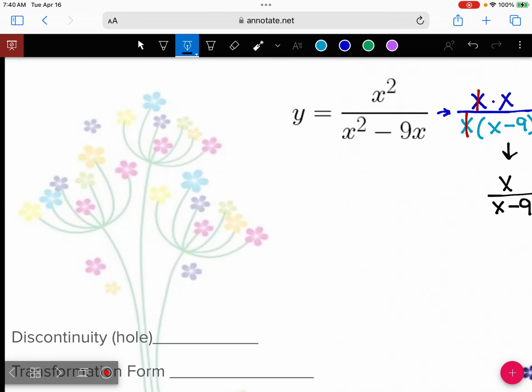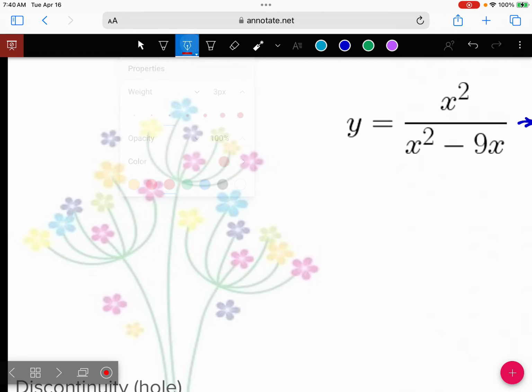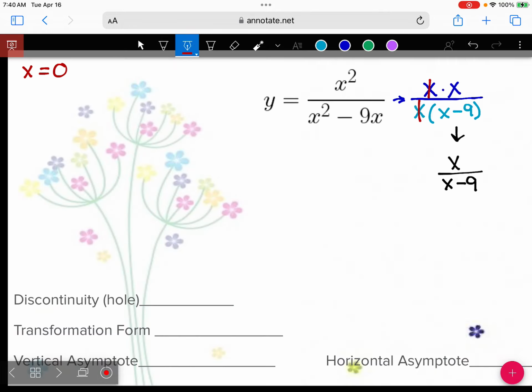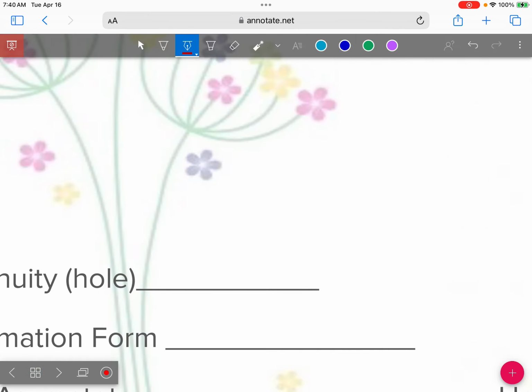Before I go any farther, I'm going to figure out the pair of my discontinuity. So the piece that we canceled out was x. X equals 0. So it's the piece we cancel out, and we want to know when it equals 0. Well, when does x equal 0? When x equals 0, right? So if we ever are canceling out just a letter, our x value of our discontinuity is 0.